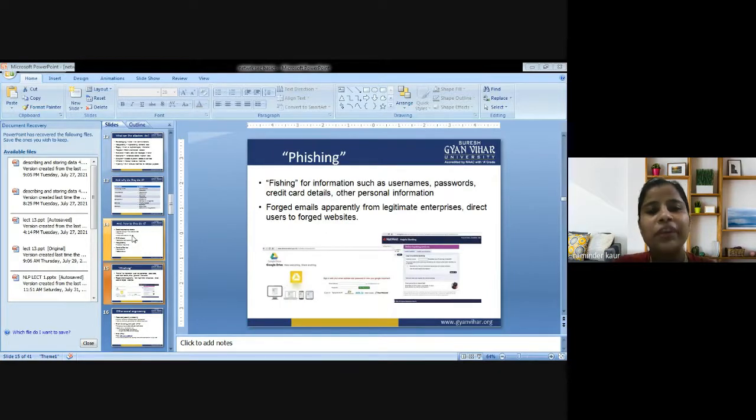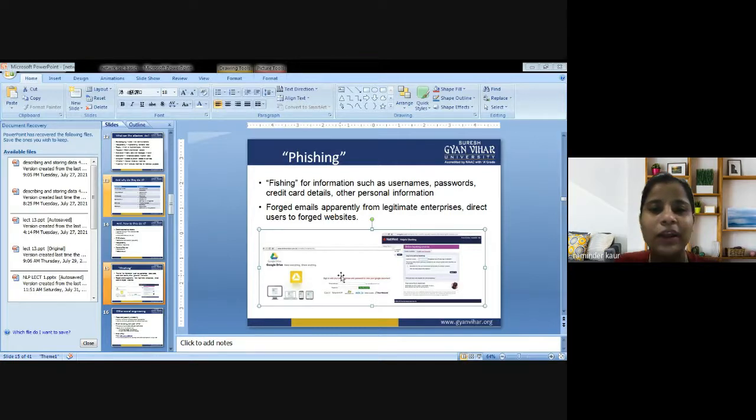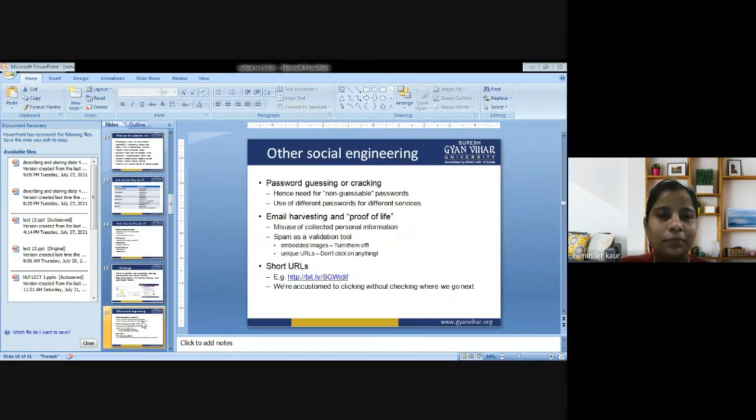The first is phishing, for information such as usernames, passwords, credit card details, other personal information. Forged emails, apparently from legitimate organizations, direct users to forged websites. This is the example that is given here. You can have a look at the same. Other social engineering is password guessing or cracking. So there are certain things that are associated with the same. Hence the need for non-guessable passwords. Strong passwords are required. Use different passwords for different services.